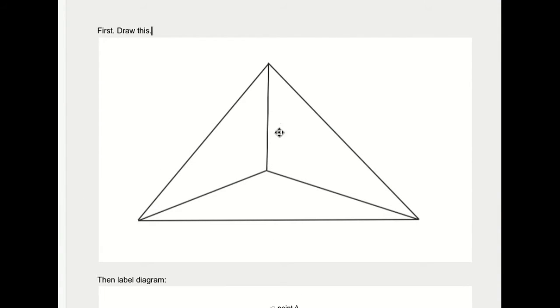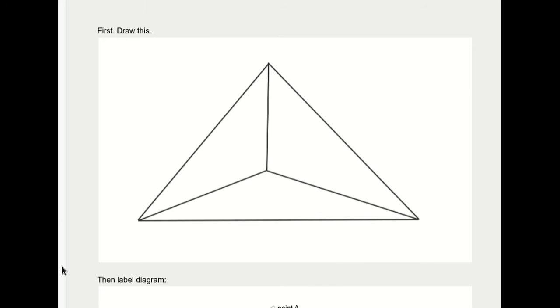So the first thing we want to do is make sure that you draw this diagram. This is for notes. Put this in your notebook, get it on a piece of paper. You will need this for reference. If you don't have this map of what the points are, then it's going to be impossible to do the problems.